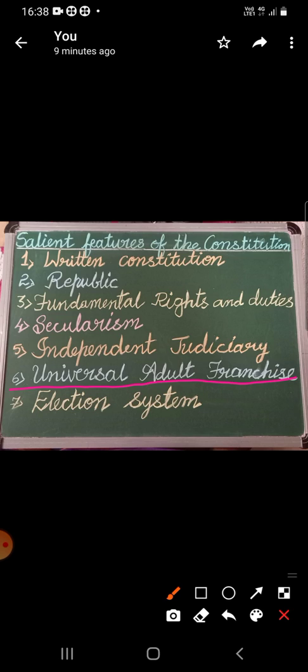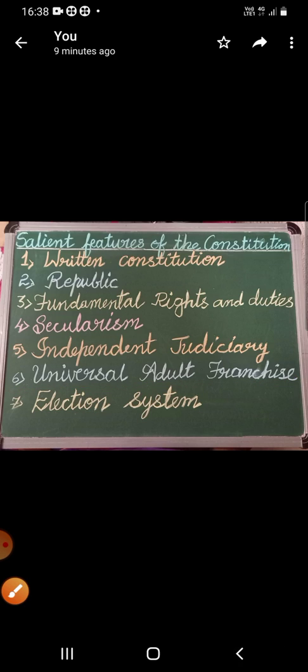The constitution wishes to establish the welfare state. What's a welfare state, children? A state which sets a goal to provide social and economic security to all its citizens is generally known as the welfare state. So, the next point is the election system.